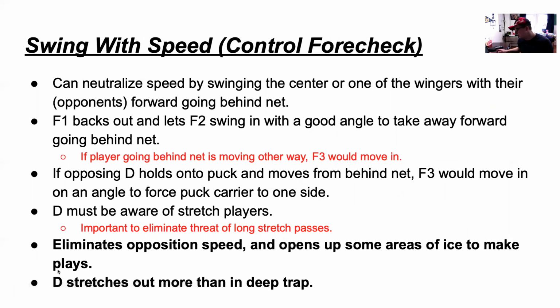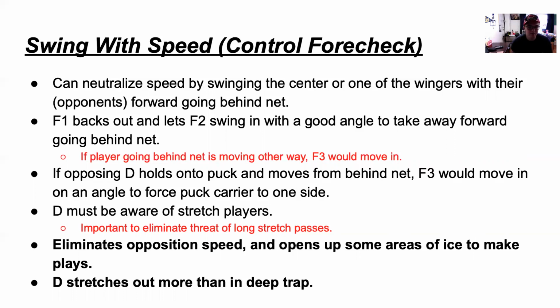Okay, and then we have the swing. We had the swing with speed, which is another control forecheck. And this can neutralize speed by swinging the center or one of the wingers with their opponents forward going behind the net. F1 backs out and lets F2 swing in a good angle to take away forward going behind the net. And if the player going behind the net is moving another way, F3 would move in. And if opposing D holds onto the puck and moves from behind the net, F3 would move it on an angle to force the puck carrier to one side.